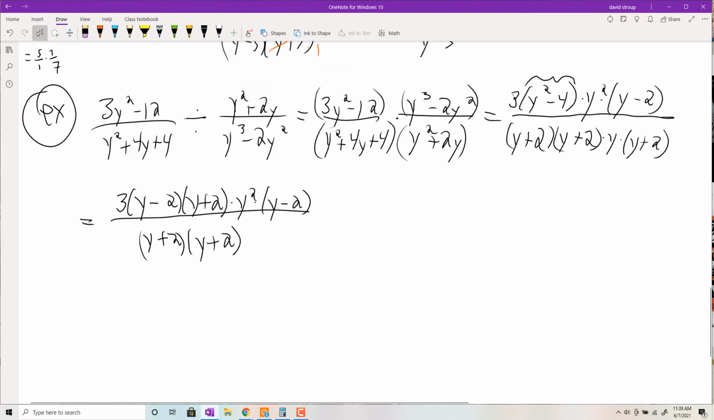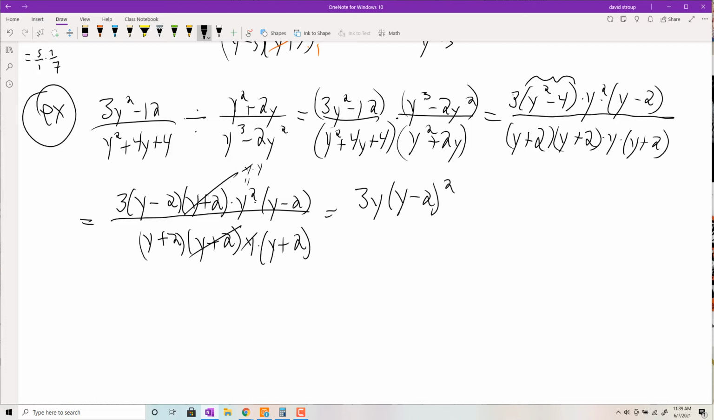Sorry, I screwed it up. We can simplify it, so it doesn't matter that much. It's just not going to have a nice simplification like we usually do. Y times y times y plus 2. So one of the factors of y plus 2 goes away. There's a y squared here. Y squared is the same as y times y, right? So one of the y's will cancel out, and you'll be left with 3 times y minus 2 squared. In other words, y minus 2 times y minus 2. In the denominator, you'll have y plus 2 squared. So there's that.